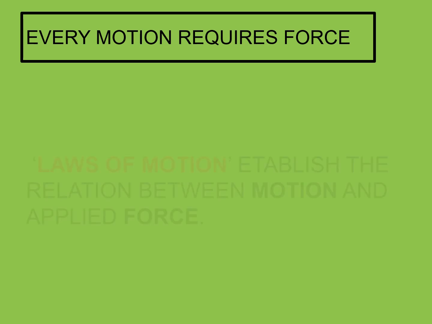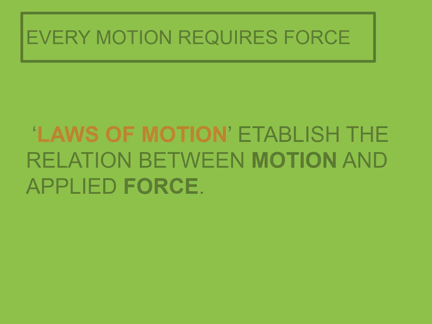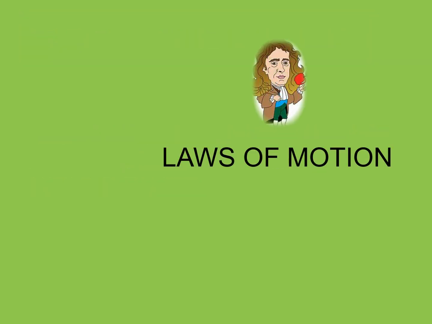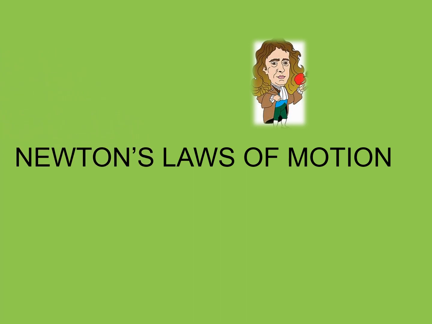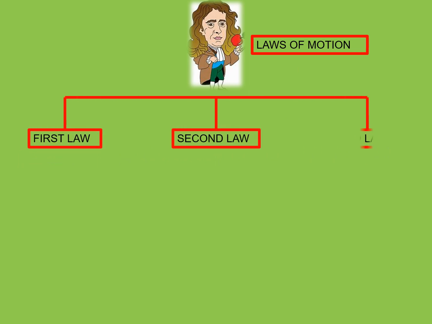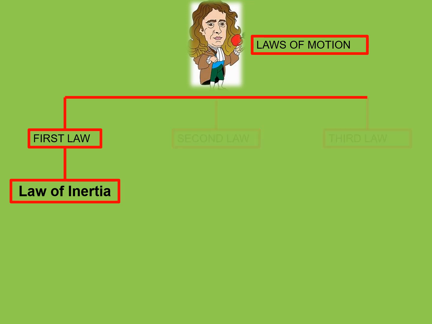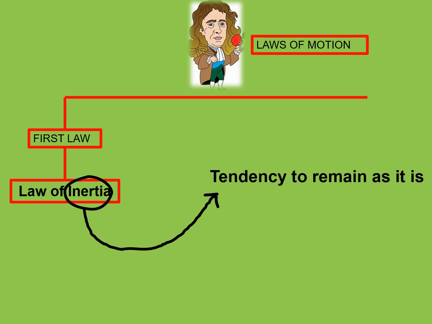Laws of motion were given to establish this relation between force applied and motion of the object. These laws were given by Sir Isaac Newton, that is why they are called Newton's laws of motion. There are three laws of motion, and the focus of this video is the first law of motion, which is also called the law of inertia. Here inertia is the tendency of an object to remain as it is, meaning if an object is at rest it wants to be at rest, if it is moving it wants to continue moving. It means objects resist any change in their state.